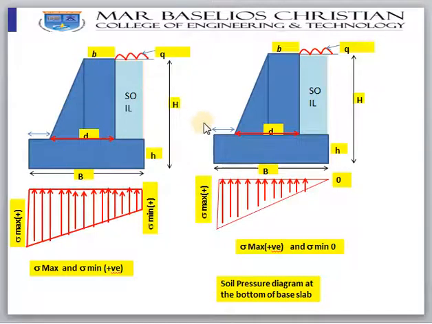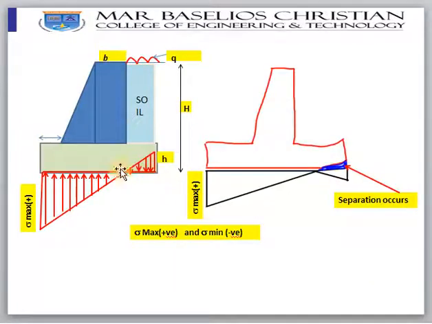I'm just showing the case one and case two again in a picture representation. The retaining wall, case one: maximum is positive, minimum is also positive. This is the soil stress distribution. The second case: maximum is positive and minimum is 0. Here, on this side, there is no pressure. And the third case is like this. You see a negative pressure generates here, a negative stress diagram here.